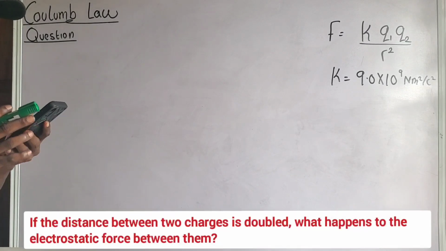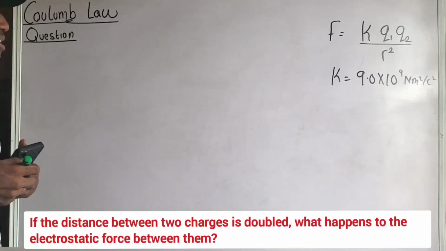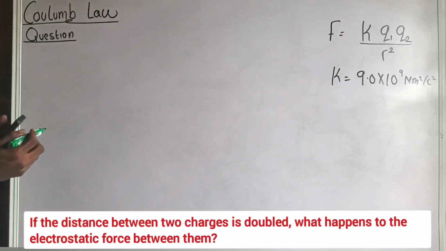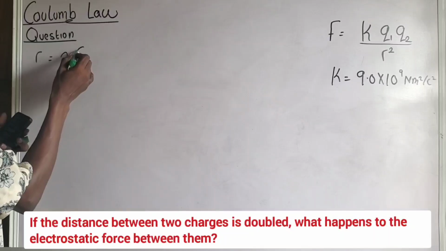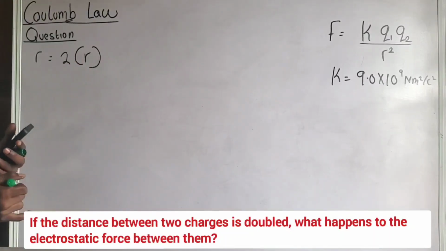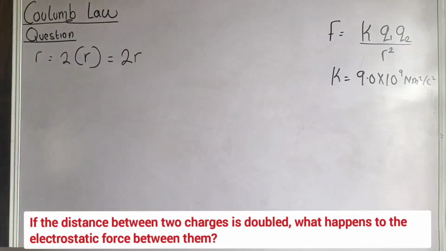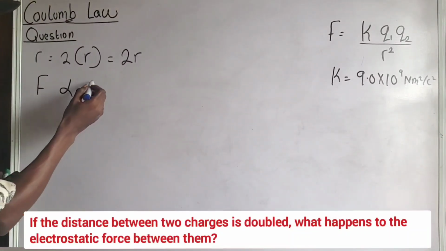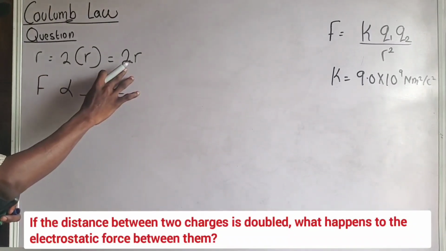If the distance between two charges is doubled, what happens to the electrostatic force between them? Now, distance is represented as r. So if the distance is doubled, r becomes 2 multiplied by r, so I'm going to have 2r. That means r is now 2r. Now, if the distance is doubled, don't forget that the electrostatic force varies inversely as the square of the distance. So I'm going to have 1 over r squared. Because r is doubled, I'm going to have 2r.